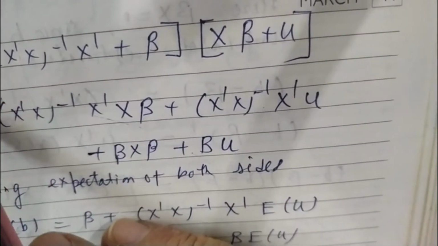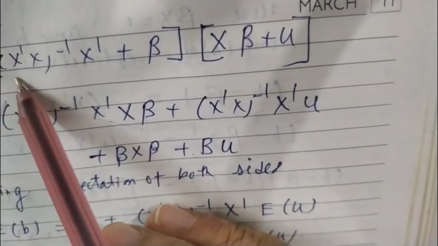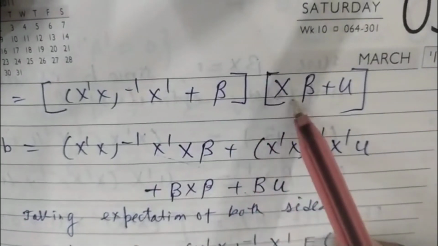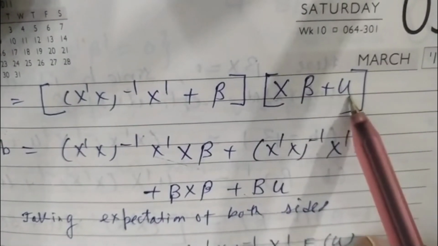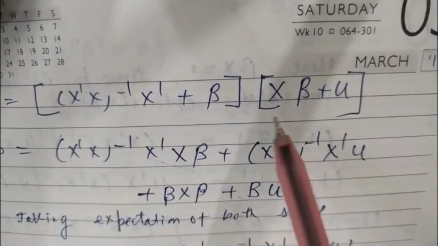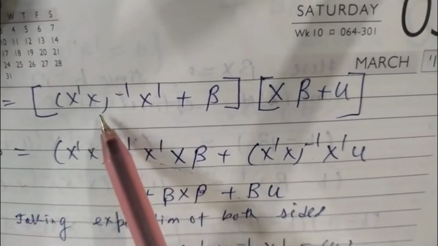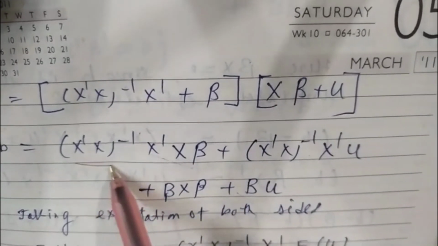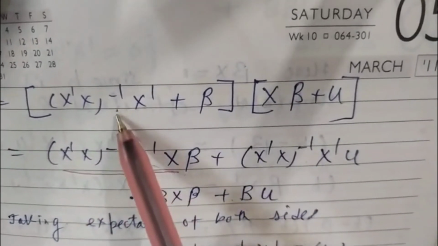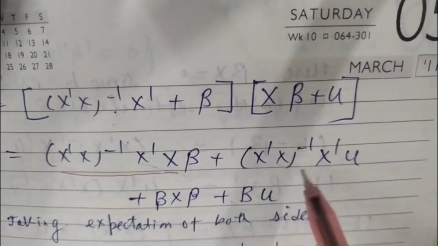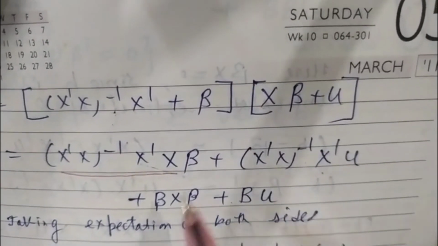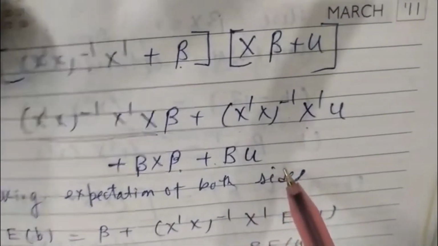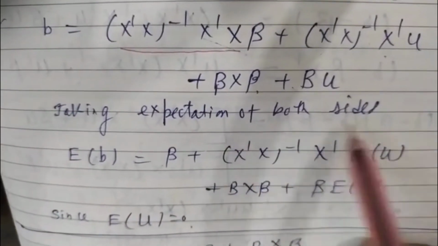A new estimator b = (X'X)^-1 X' + β, putting the value of y = Xβ + u. On multiplying this one by (X'X)^-1 and X'X, this becomes I, and multiplying by (X'X)^-1 X'u. After that, multiplying β by Xβ, taking expectation of both sides.